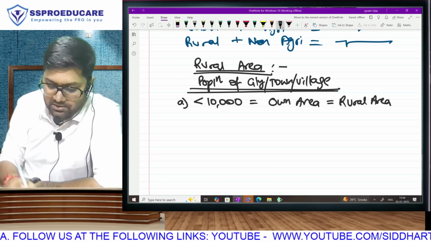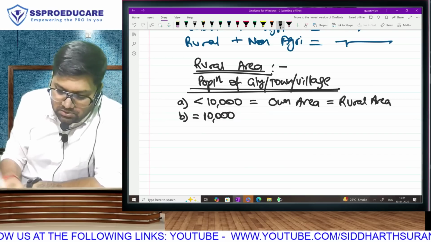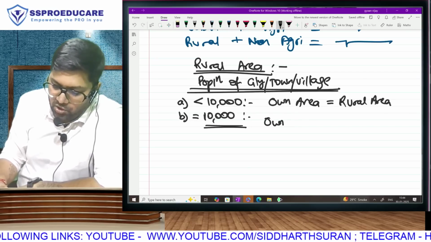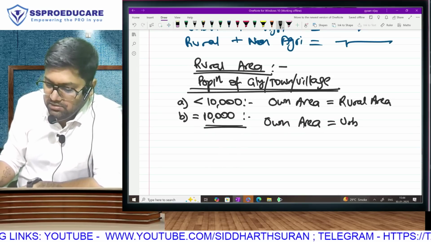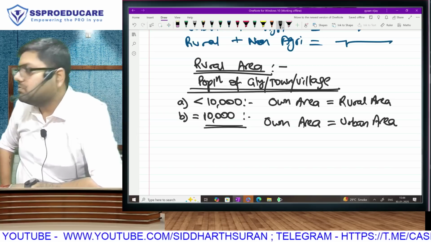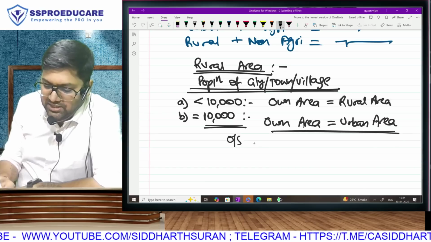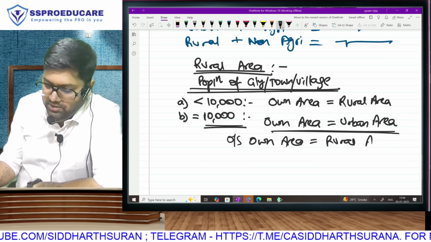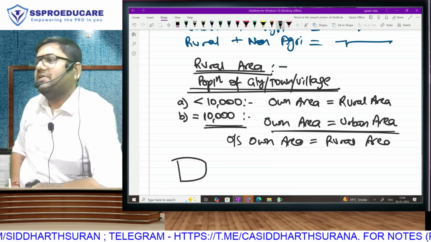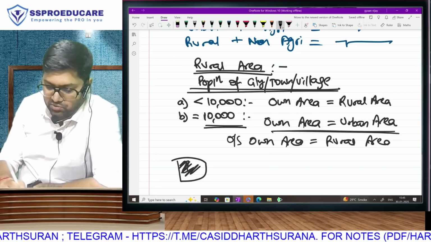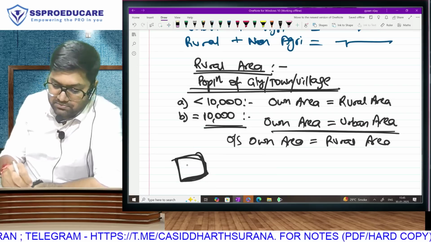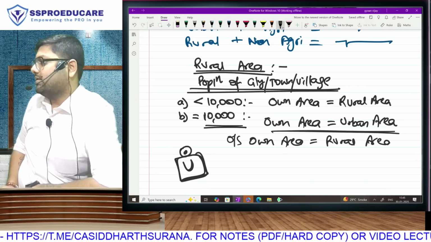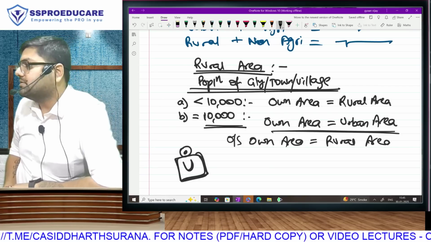Less than 10,000 is a rural area. If the population is equal to 10,000, then your village's land will be considered urban. So this land will be included. But the moment you step outside this village, you will be in a rural area. See, understand, this is the village. If the population of this village is less than 10,000, 6, 7, 8, 9,000, this area will be considered rural. If the population of this village is 10,000, this area will become urban. But the first step outside this village, outside the municipal limits, will be considered a rural area.